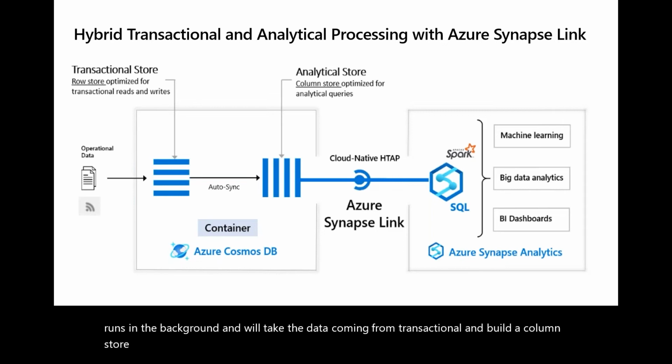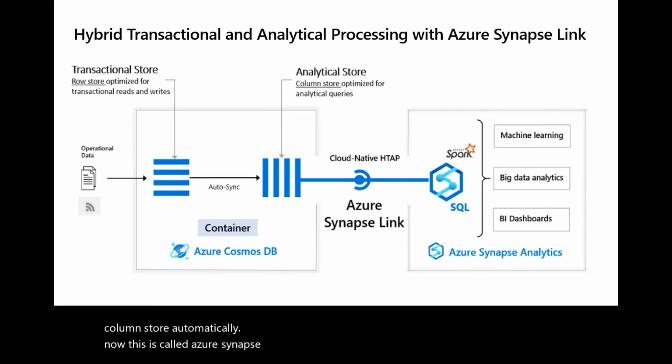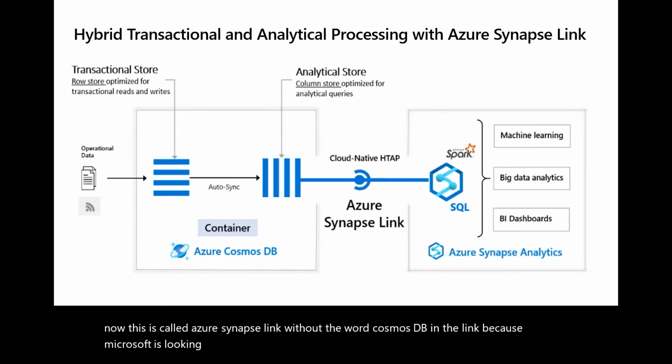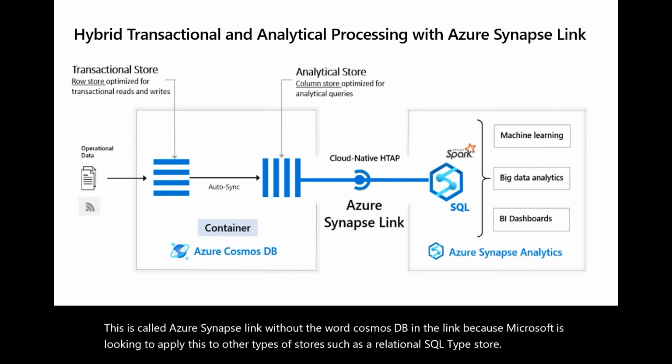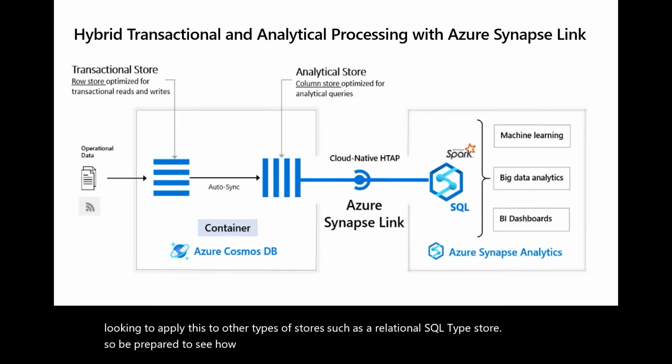automatically. Now this is called Azure Synapse Link without the word Cosmos DB in the link because Microsoft is looking to apply this to other types of stores, such as a relational SQL type store. So be prepared to see how this may work with other services, but they introduced it first with Cosmos DB.